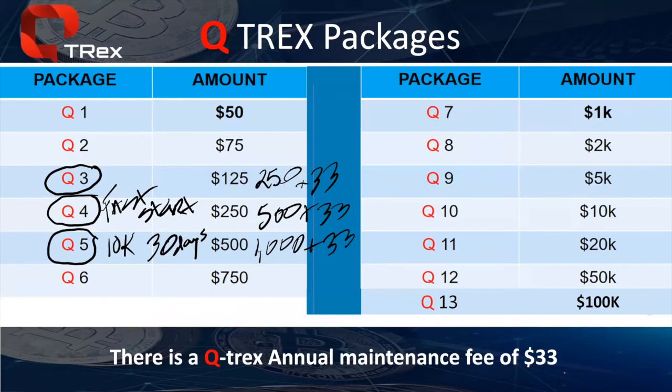And then, when you look at the packages, what we have seen thus far is that you want to start at Q3, Q4, Q5 if you can. Q3 is 250 plus 33. Q4 is 500 plus 33. And Q5 is 1,000 plus 33. Why? Because you have to purchase all the levels from 1 to that level in order to jump to Q5, Q4, or Q3. Or, of course, you can start at 1. 50 plus 33. It's up to you. In your budget, we understand everybody's in a different scenario. And the annual maintenance fee is $33 a year for the whole program.